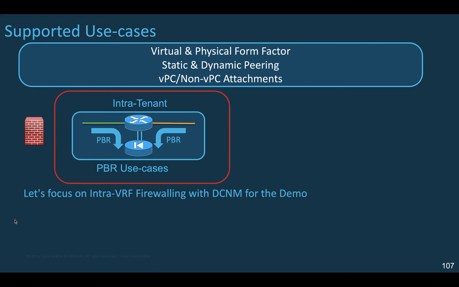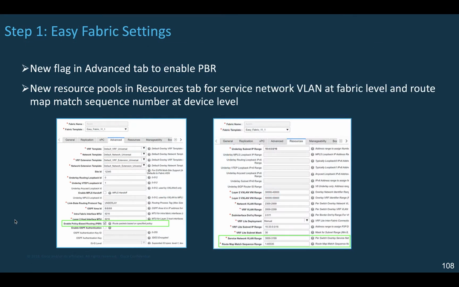Now let's focus on the intra-tenant deployment using PBR. First, you need to enable the function of PBR, which is by default disabled. For that purpose, you open the fabric settings where you want to deploy your service node for intra-VRF communication, and under the advanced tab, you check PBR.